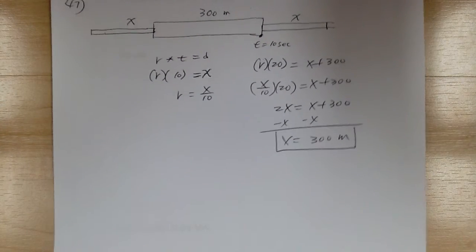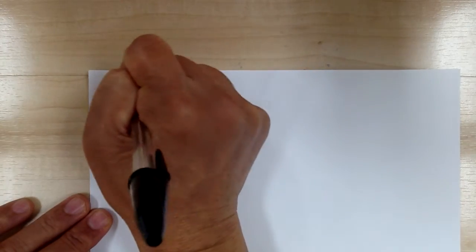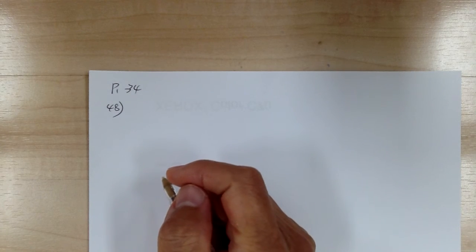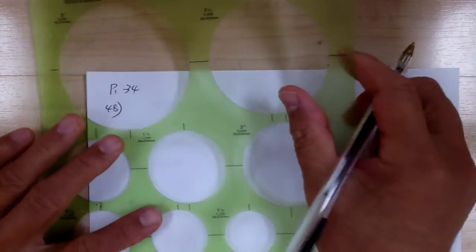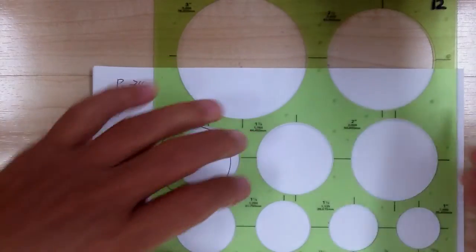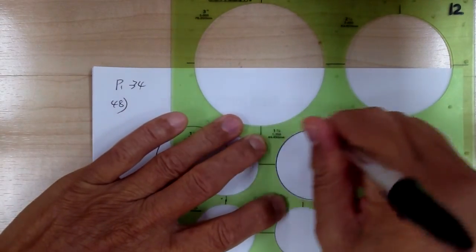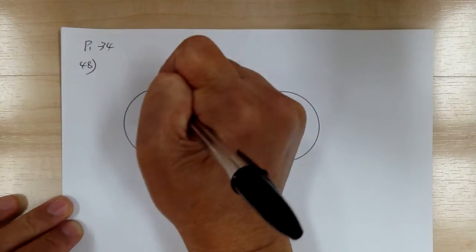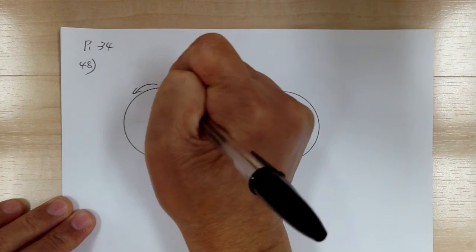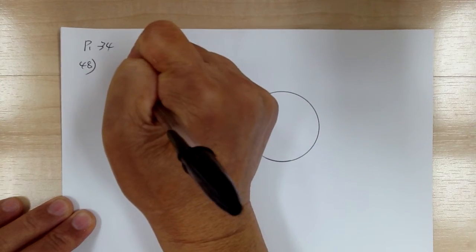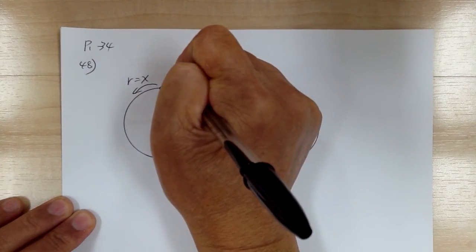Okay, let's go to number 48. So this one you have a circular track. You have two scenarios. The first scenario is when you have one person running this way, one person running this way. I'm going to call this person running at a rate of x, and this one at y.